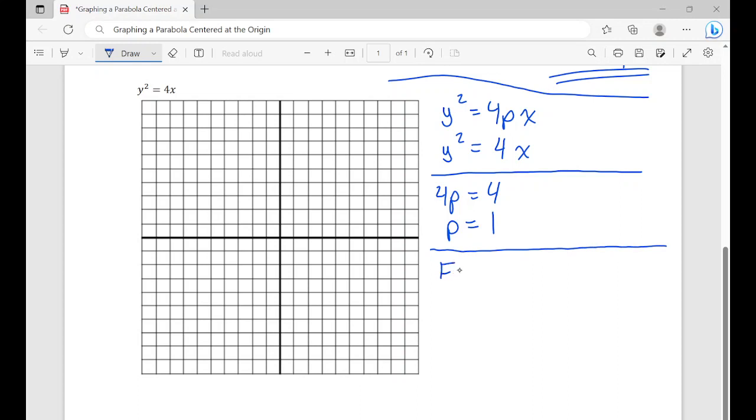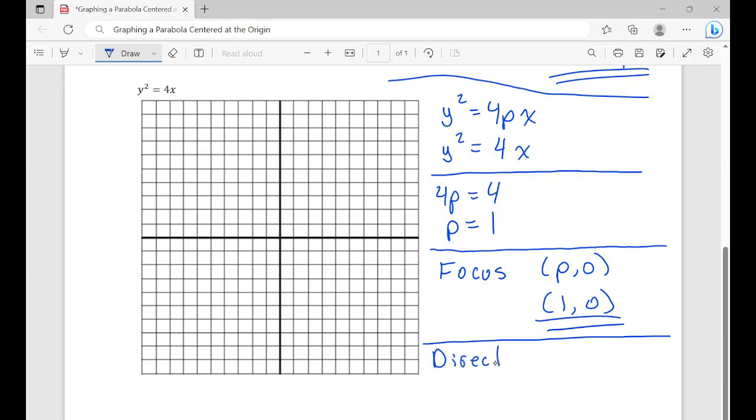So the focus, in general, for a horizontal parabola is in the form of (p, 0). So p is 1, so our focus here is going to be (1, 0). So there's the focus. The directrix, again, has a general form of x equals negative p. And since we know p is 1, our directrix is going to be x equals negative 1. So there's the focus and the directrix for this parabola. And now we're just going to go in and graph it.